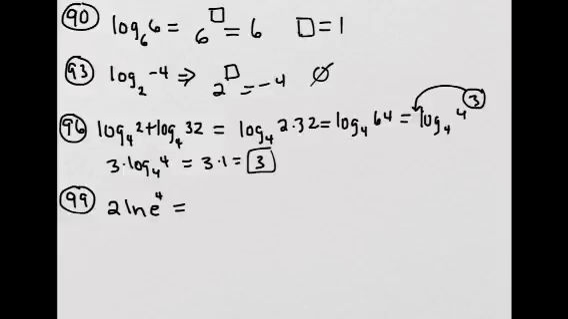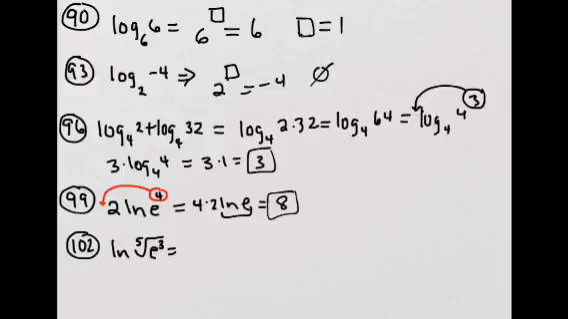So right here, this 4 goes to the front of the log as a product, and so this becomes 4 times 2 times natural log of e. We know natural log of e is 1, so 4 times 2 is 8.